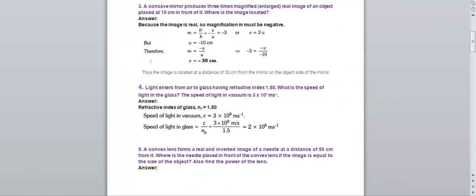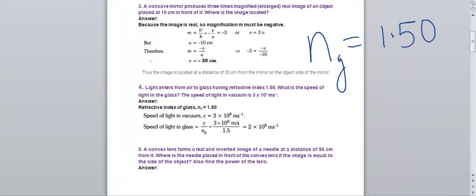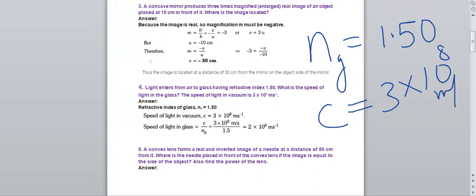So first of all, they have given us the refractive index of glass, and it is equal to 1.50. And also they have given us the speed of light in vacuum, C, and also we know that the value of speed of light is 3 into 10 to the power 8 meter per second. Now, what we have to calculate? We have to calculate what is the speed of light in glass.